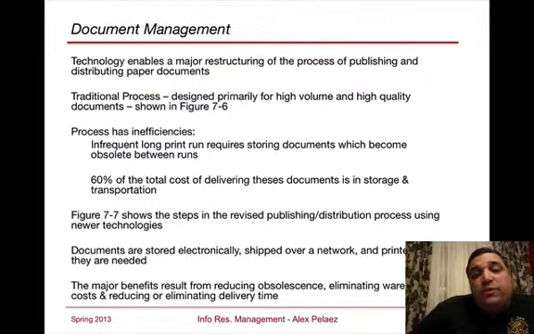60% of the total cost of delivering these documents was storing and transportation. Paper is expensive to produce and get from point to point. But documents can be stored electronically, and they can be shipped over a network and printed when needed, if needed at all. And even if it's needed, sometimes it may not be printed. So the major benefit from going away from the traditional process is really paper costs and speed of moving the documents from point A to point B.